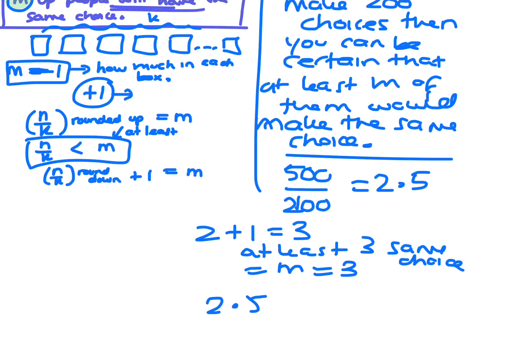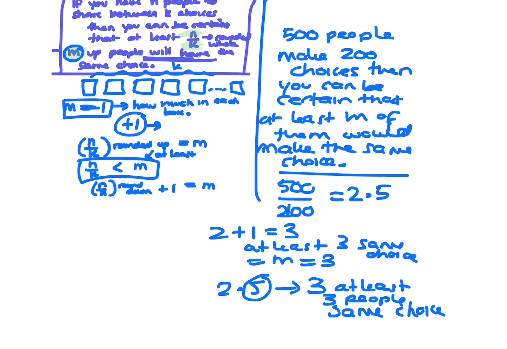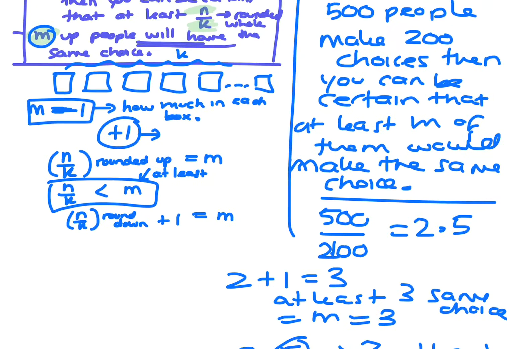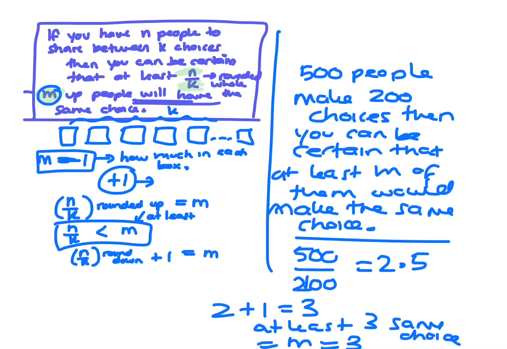Alternatively, you could go the 2.5 and, whether it's 5 or greater, you just have to go to the next whole number, which is 3, and there would be at least 3 people who make the same choice. And if you just apply that rule each time, you can work out any of these questions.